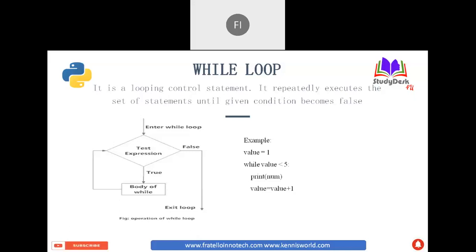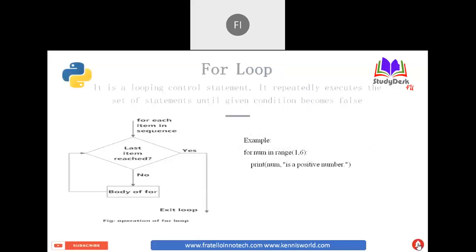So the loop will keep on repeating until your condition fails, that expression or condition you wrote in place of the test expression. If that fails, only then it will stop, otherwise it will keep on repeating the loop. And similarly we have the for loop, as I mentioned, but the difference is that it has some sequence or number of iterations.